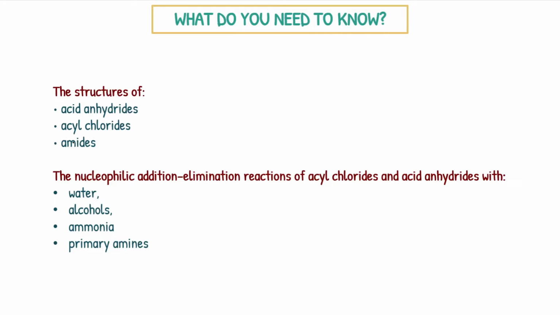as amides, okay? Amides are produced in some of the reactions involving these two functional groups, so we'll check that out as well. You will also know the nucleophilic addition-elimination reactions of the acyl chlorides and acid anhydrides, and you need to know their reaction with 4 different substances. So we have water, alcohols, ammonia, and primary amines.